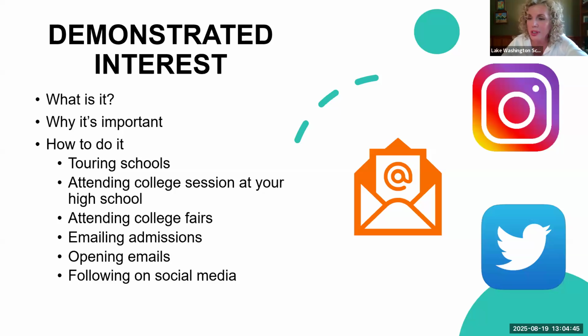Again, demonstrated interest, some schools pay attention to it, some don't. But how can you demonstrate interest to a college if they care? Obviously, touring a college virtually or in person. The fall's coming. A lot of universities come and visit your high schools, so attend those sessions, talk to the admissions people, sign up for them. College fairs, there's always a big college fair here in Seattle. You can email the admissions office. If you sign up to receive emails, open them up, and you can also follow them on social media.